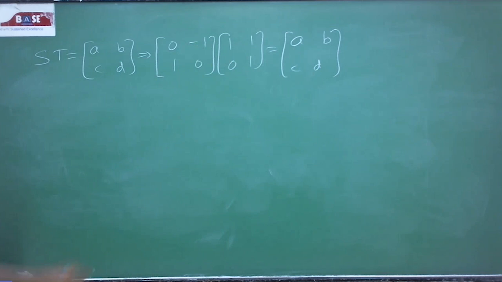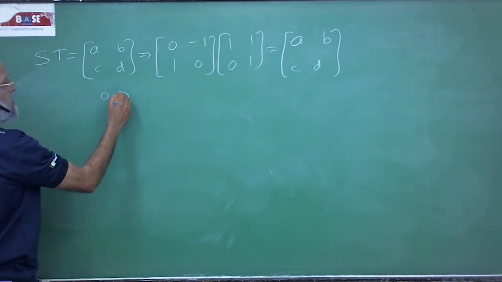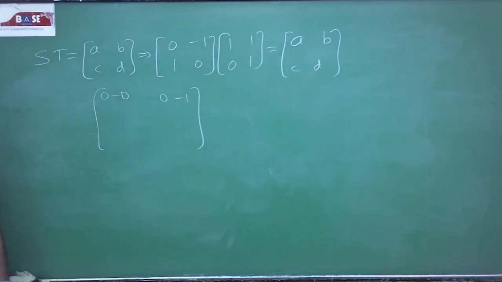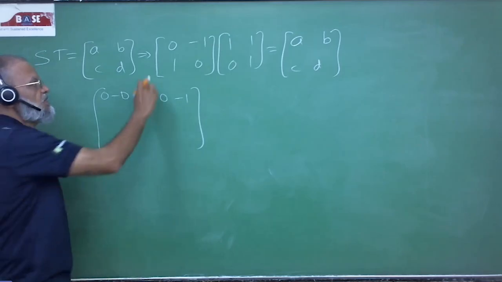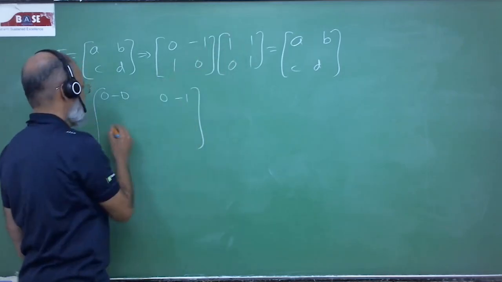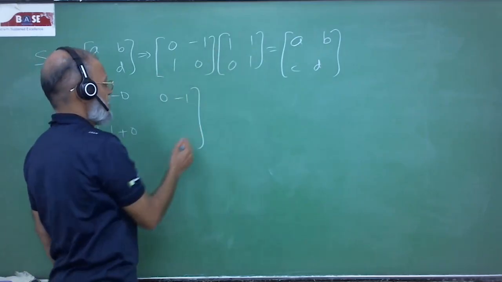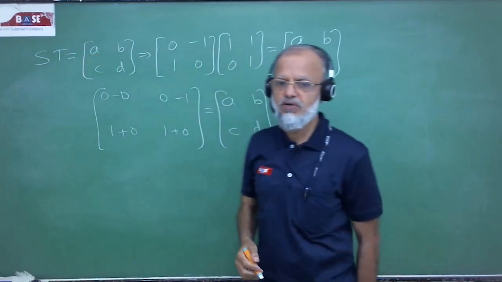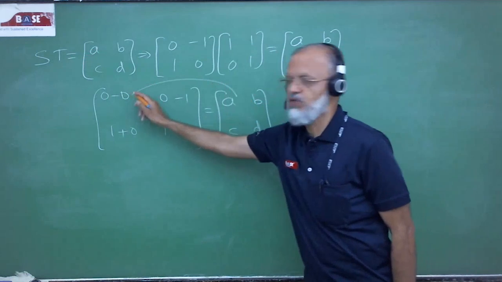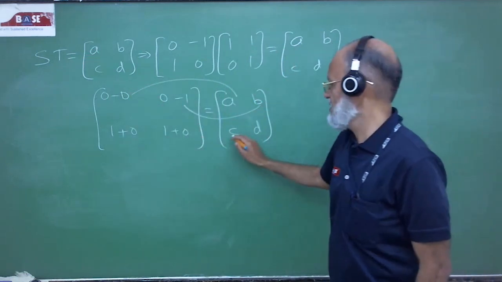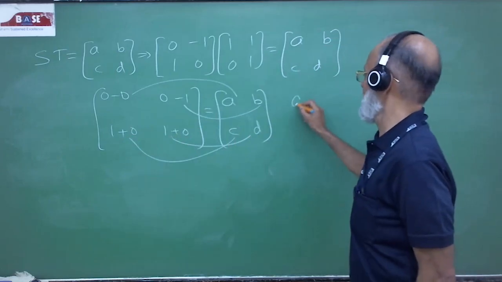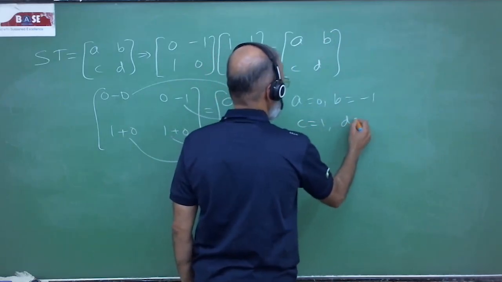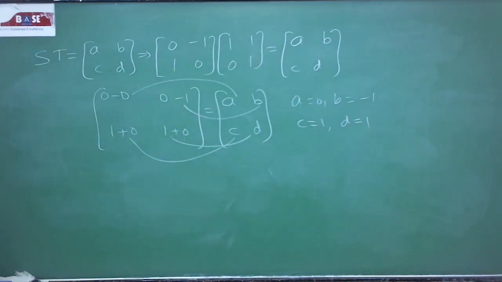We can multiply here. If I am multiplying first row, first column, this is 0 into 1, that is 0, and this into this, 0 minus 1, so I am writing it is -1. Now what happens? Second row, first column: I can say it is 1 into 1, it is 1 plus 0. Then second row, second column, that is 1 plus 0. This is equal to A, B, C, D. Now we have to compare. So A is equal to 0, B is equal to -1. Then C is equal to 1 and D is also equal to 1. Like this, I have obtained these values.